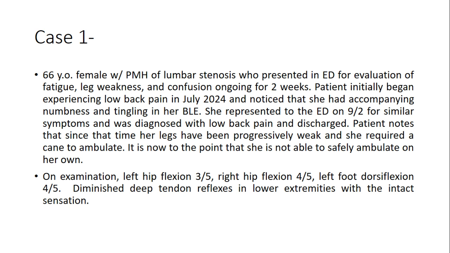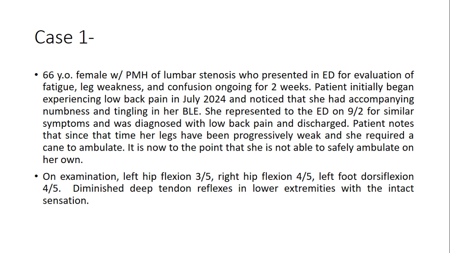Patient initially began experiencing low back pain in July. She noticed that she was having some accompanying tingling, numbness, sensory symptoms in the lower extremities. So thinking about just something going on in the legs, she presented to the ED for a similar complaint and was diagnosed with low back pain, and she was discharged. Then she had progressively worsening weakness, to taking a cane to ambulate, now to the point that there is safety at stake in terms of ambulation.